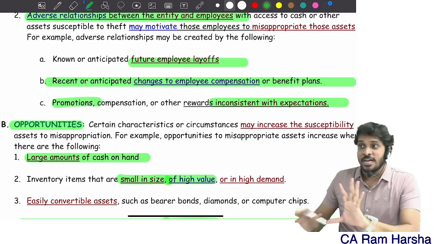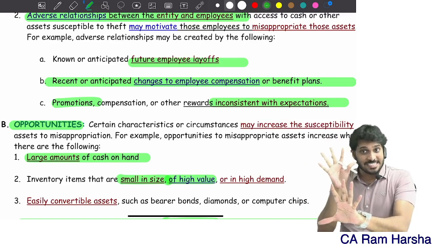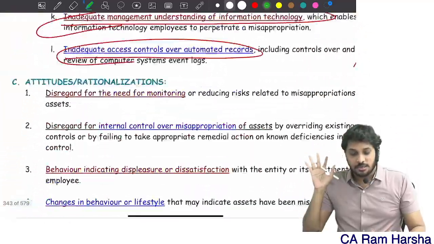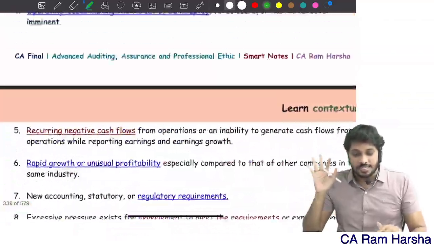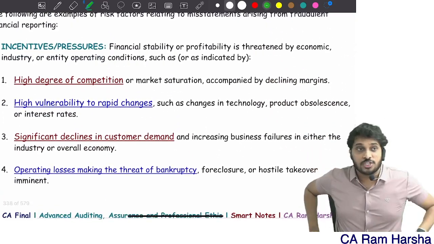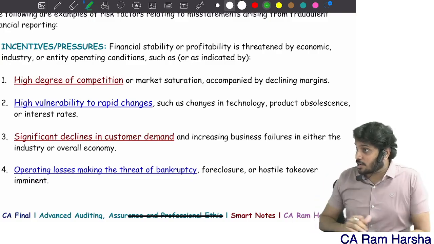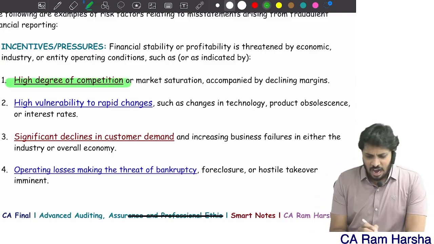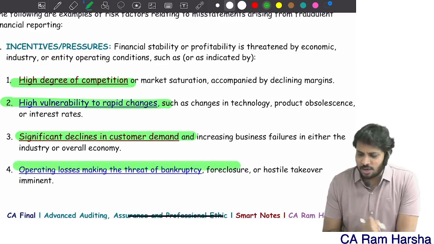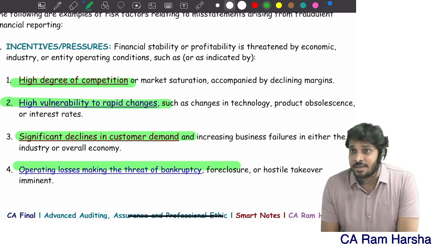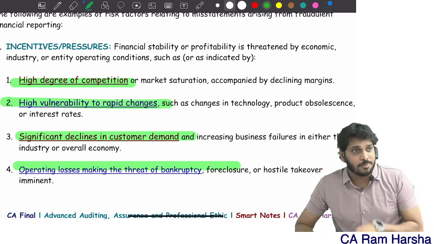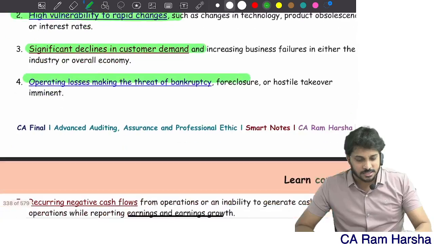That kind of attitude. See whether such kind of incentives or pressures exist on the employee. Now let's identify incentives or pressures for FFR. For people who are doing fraudulent financial reporting, the pressures are different: high competition, high vulnerability to changes, decline in customer demand, operating losses where the threat of bankruptcy is coming. I want an investor or funding person right now. If I have to get funding, I have to manipulate my results.